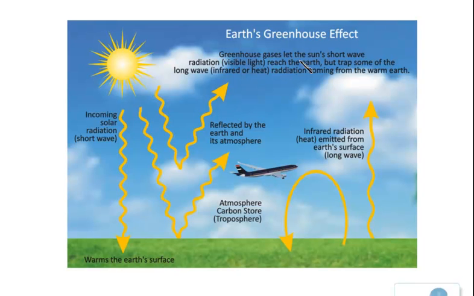The greenhouse gases let the sun's short-wave radiation reach the earth, but trap some of the long-wave infrared heat radiation coming from the warm earth. So infrared heat radiation is emitted from the earth's surface, but this is trapped by the greenhouse gases and thus increases the earth's temperature.